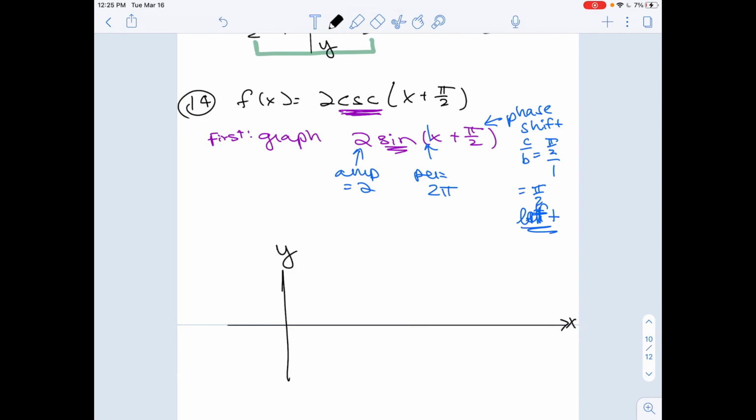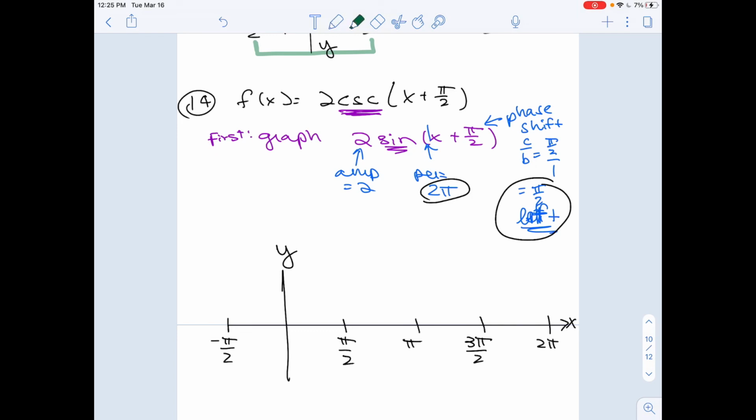Okay, here's our x and y axis. And we know the period's 2 pi, but remember, everything's shifting to the left by pi over 2. So instead of starting at 0, we're starting at negative pi over 2. So we're going to need to mark this off.